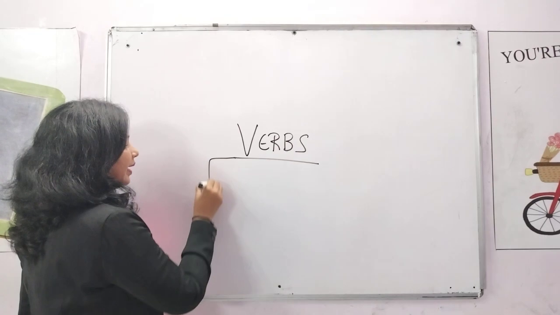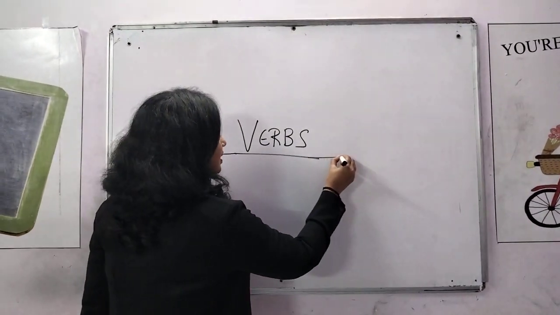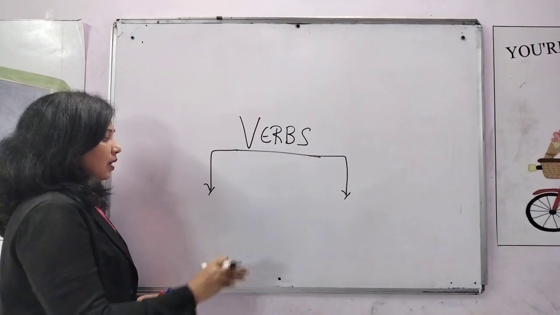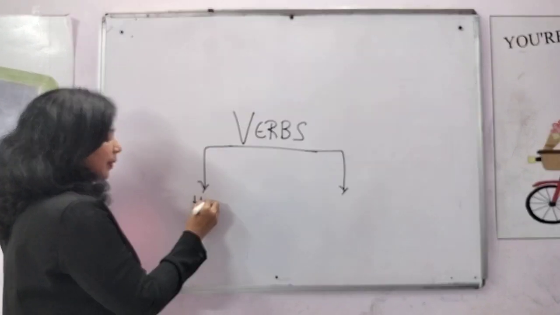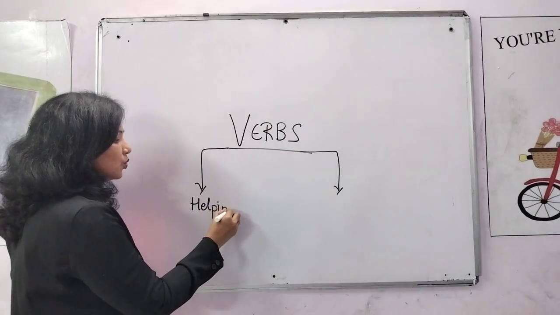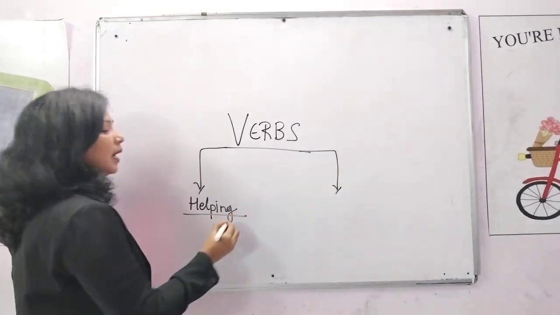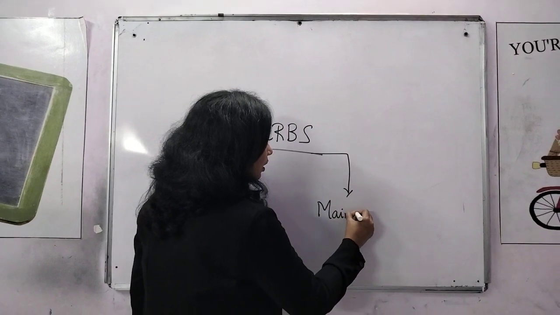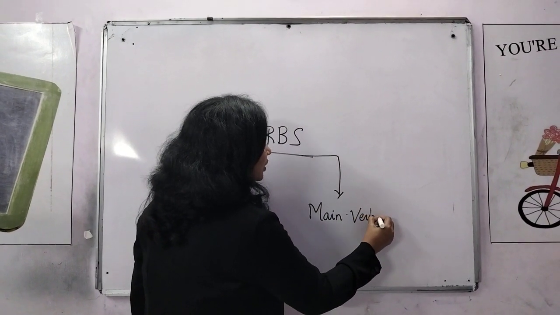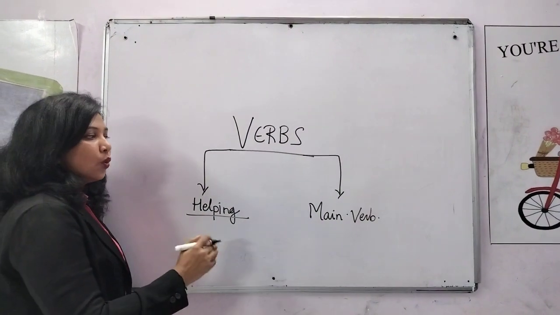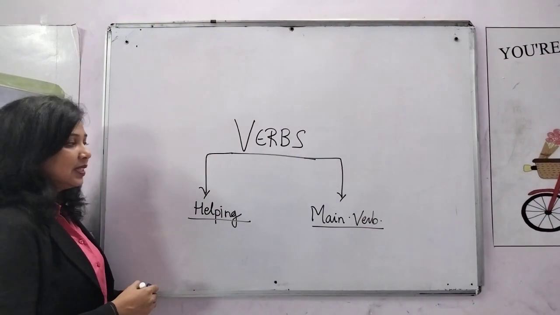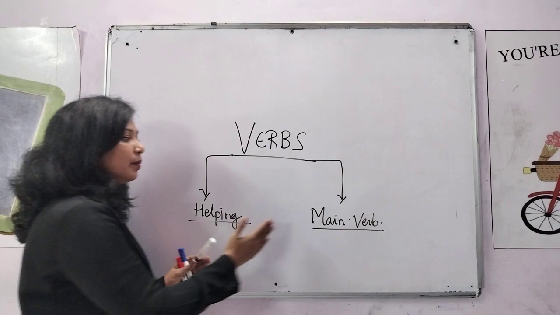Now see, it's very simple to understand. These verbs are divided into two different parts. Like you can say this is the helping verb, which shows you the time and duration, and these are your main verbs, which are going to show you the action which was going on in that sentence at that particular time.